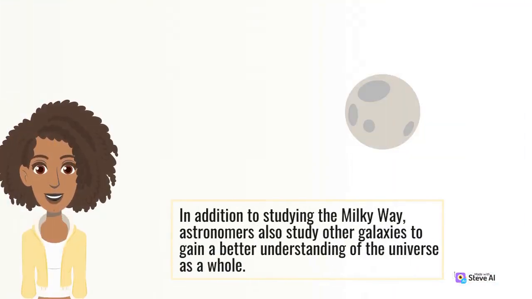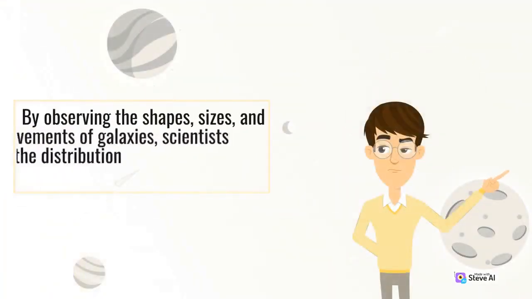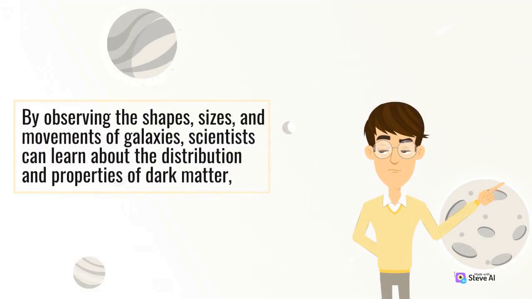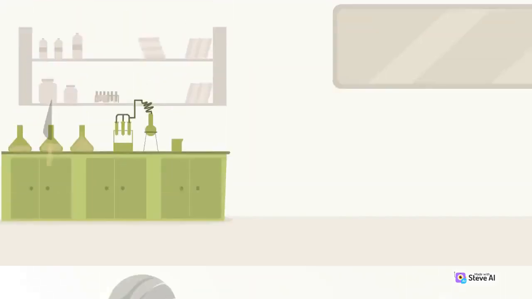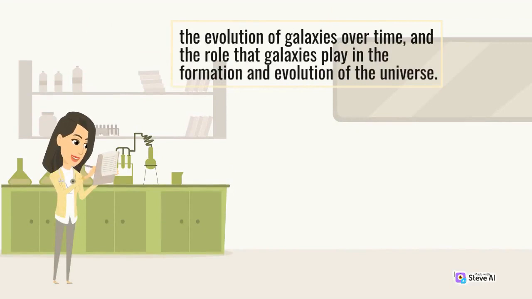In addition to studying the Milky Way, astronomers also study other galaxies to gain a better understanding of the universe as a whole. By observing the shapes, sizes, and movements of galaxies, scientists can learn about the distribution and properties of dark matter, the evolution of galaxies over time, and the role that galaxies play in the formation and evolution of the universe.